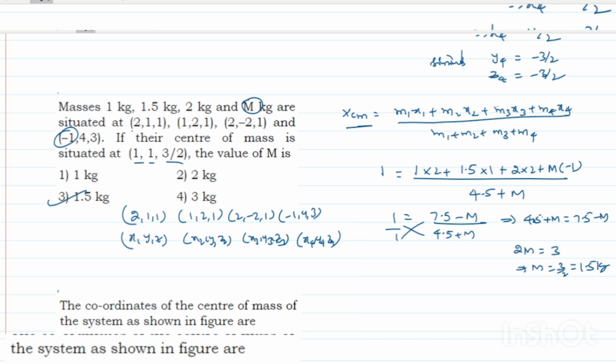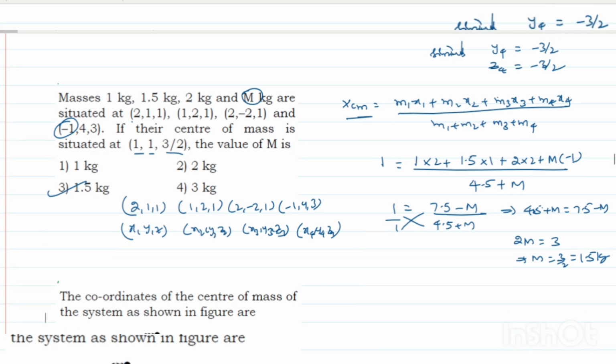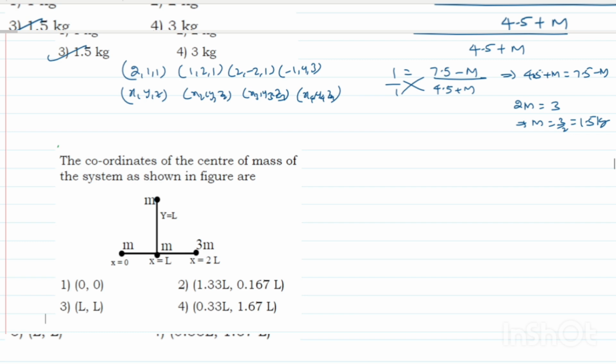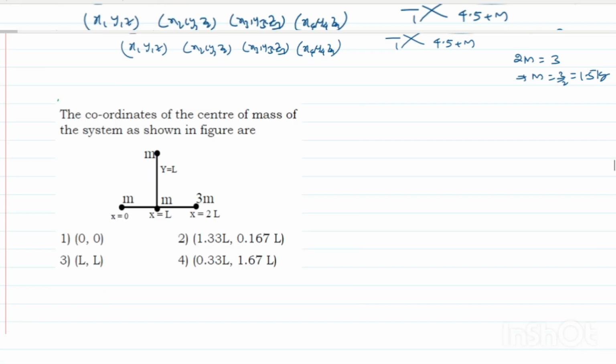Now let us see the next question. The coordinates of the center of mass of the system as shown in the figure are given. They are asking for the coordinates, students. Here the first mass is at x equal to 0 distance, the second mass is 3m given at x equal to L, and one more mass is given as m. It is lying on the y-axis at a distance L.